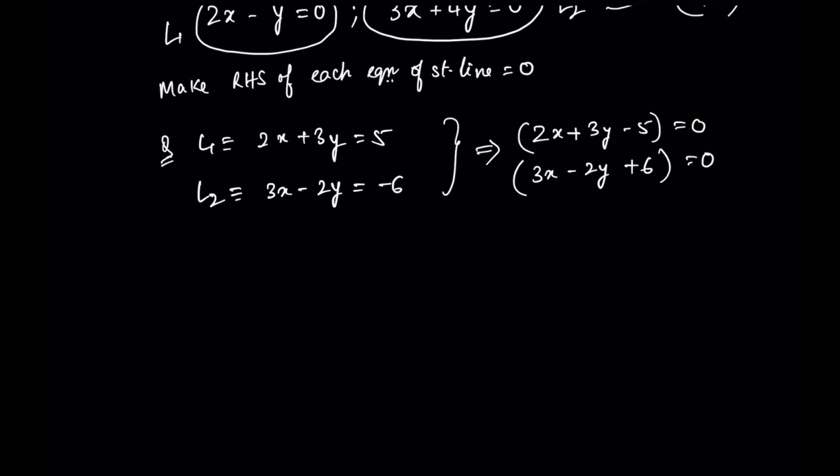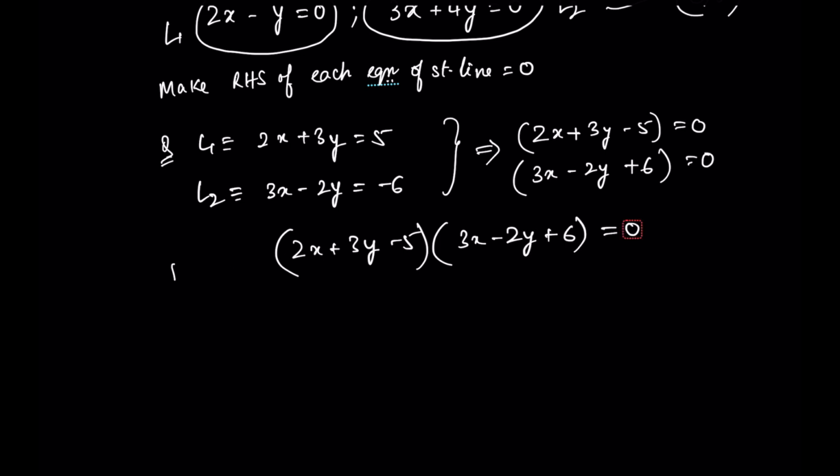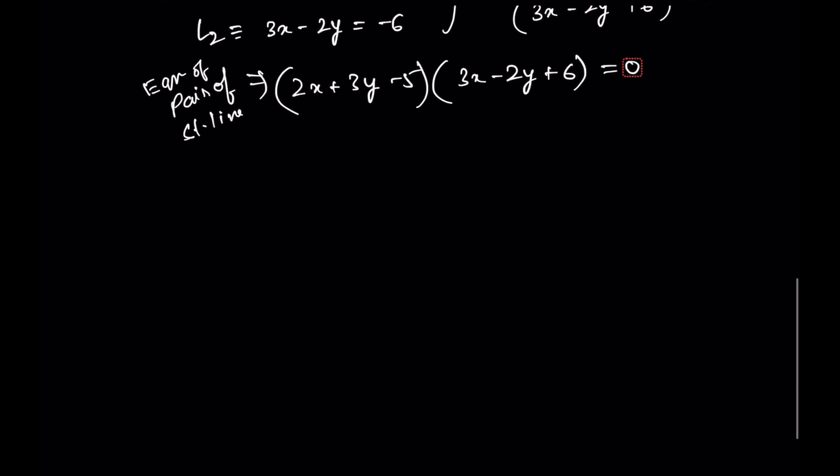And then you will multiply both of these. 2x plus 3y minus 5 multiplied by 3x minus 2y plus 6 is equal to 0. And this will be the equation of the pair of straight lines. Correct? You simply need to multiply these and get the answer. I hope till here it's clear to you all, students. Let's now move ahead.